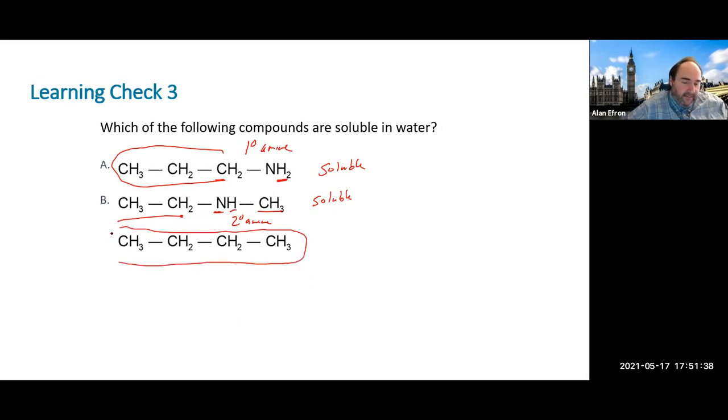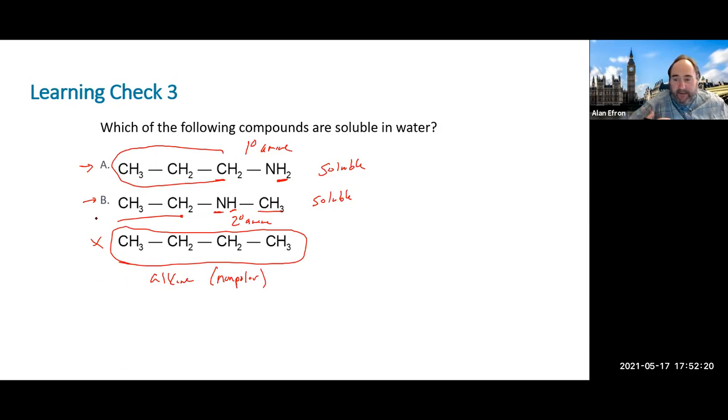This is not an amine. This is actually an alkane here. No nitrogen there or anything like that. An alkane is pretty much non-polar all the way through. As we talked about with our alkanes, we would not expect that one to be soluble in water, because it's going to be using the dispersion forces while water is trying to use hydrogen bonding. So out of these, A and B should be soluble in water. C, not so much. Any questions on that?